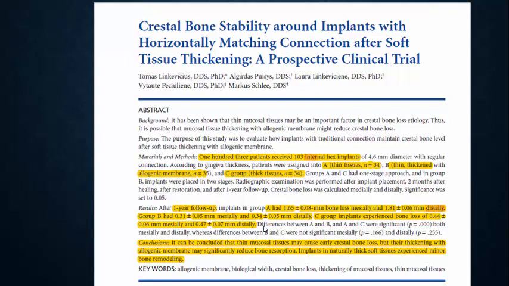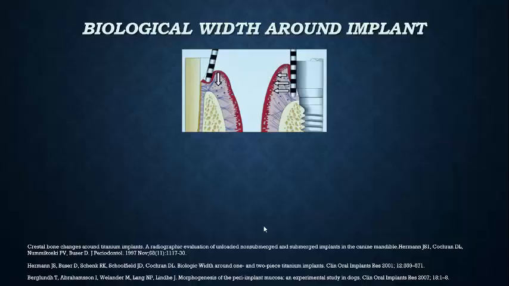So why does this happen? Why when we have a thin biotype will we see bone loss around dental implants? So as we know, there is what we call biological width around the natural tooth, which consists of epithelial attachment and connective tissue attachment. So there is what we call Sharpey's fibers that insert into the cementum of the root. So we have direct contact or direct connection between the gingival fiber and the root surface. In implants, we don't have that.